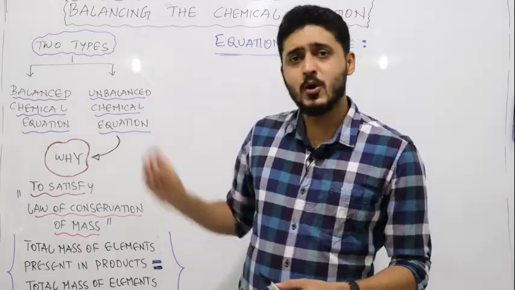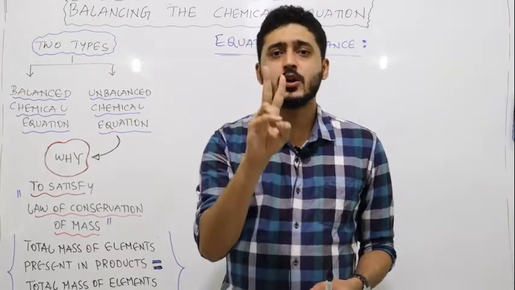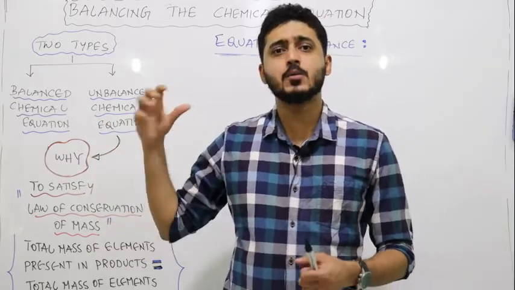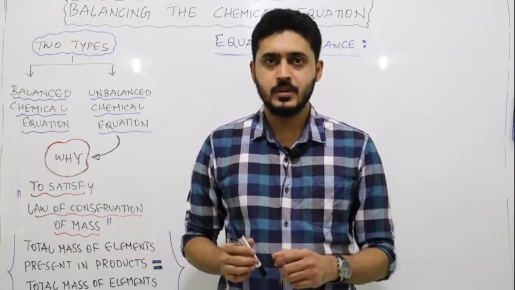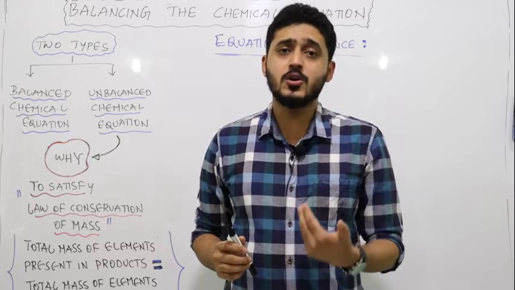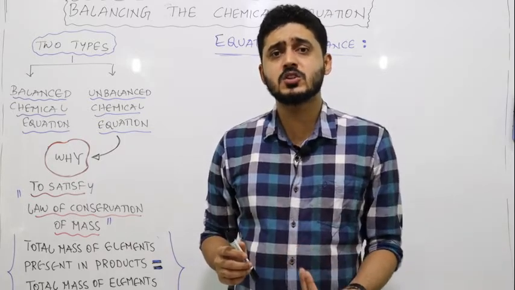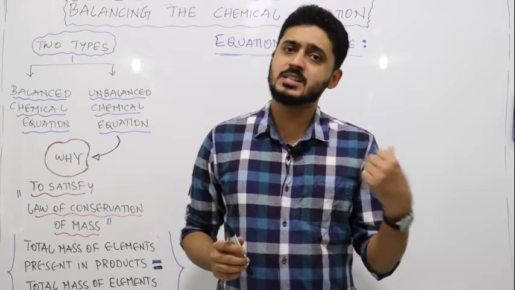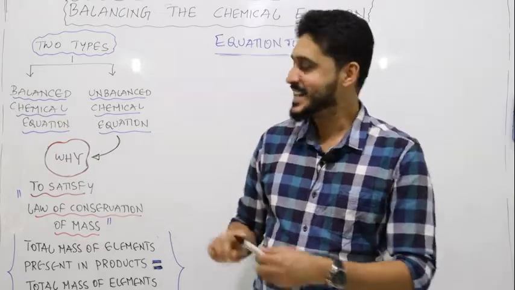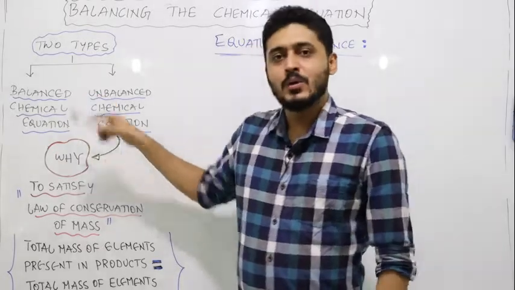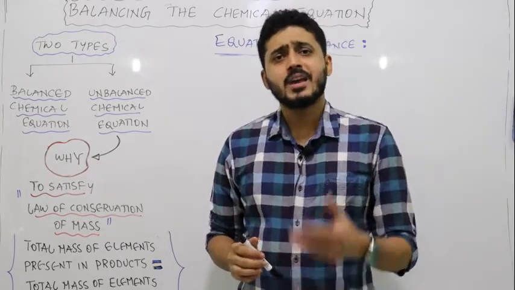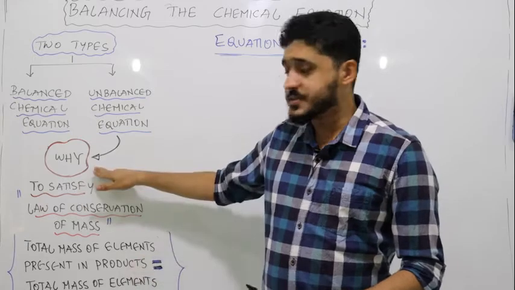So when you speak about a chemical equation, there are two types: one is a balanced chemical equation and the second one is an unbalanced chemical equation. So what is a chemical equation? How is a reaction happening? If you want the basic introduction to chemical equations and reactions, please refer to the last session of this chapter. Now, what is a balanced chemical equation and what is an unbalanced chemical equation? Why does an unbalanced chemical equation need to be balanced?